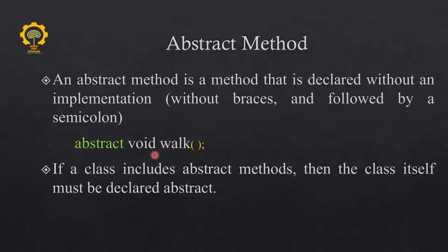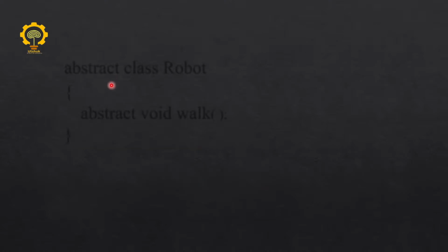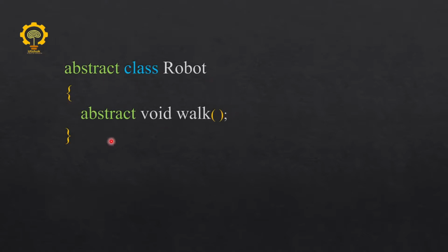If the class contains an abstract method, then it should also be declared as an abstract class. The implementation of this abstract method is going to be done by the subclasses, and if the subclasses also fail to define the implementation of the abstract method, then that subclass is also referred to as an abstract class. Suppose abstract class Robot, and here is the abstract method inside the abstract class: abstract void walk.